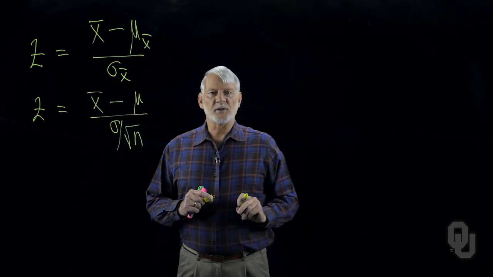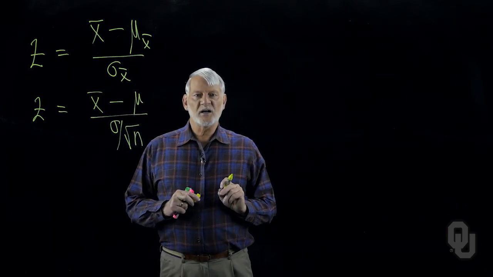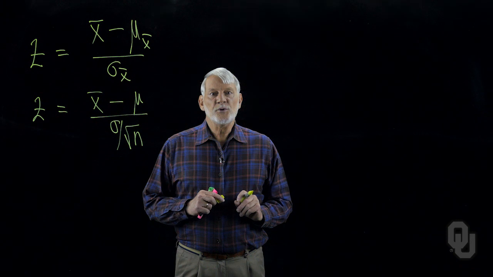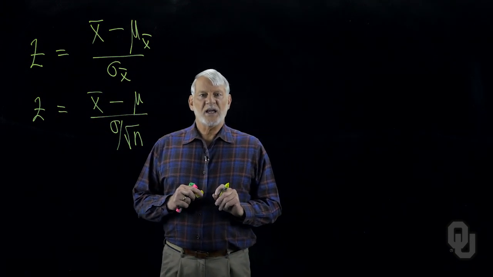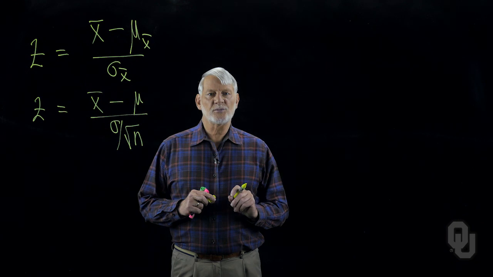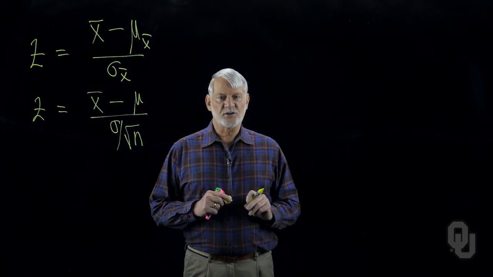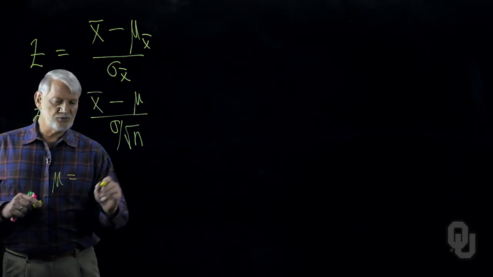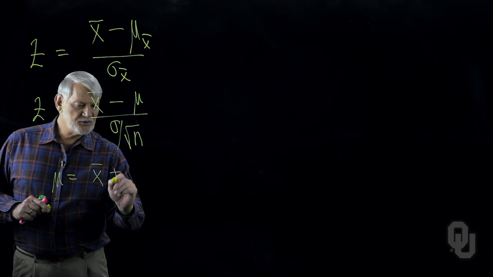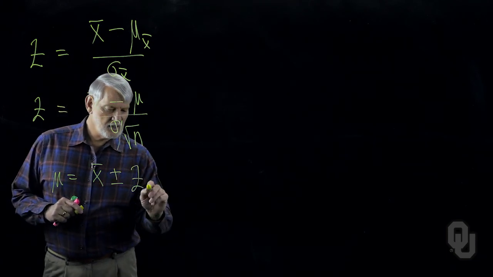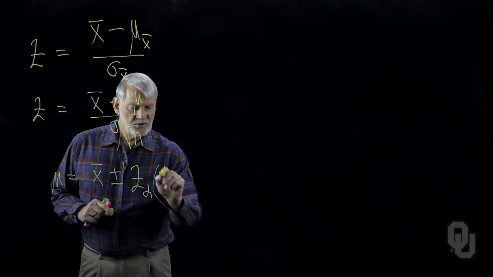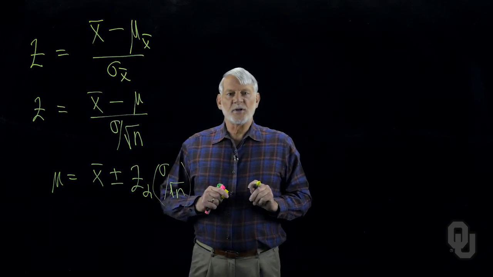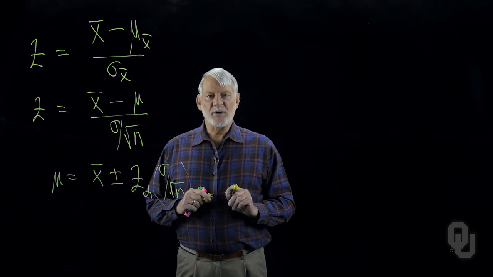Okay? This is the formula we know, sigma sub x bar, sort of, and n, the sample size. We do not know mu or z. We can solve for either one of these in terms of the other. Solving for mu in terms of z will give us this. We have mu is equal to x bar plus or minus z, and I'm going to put an alpha in here, times sigma over the square root of n. Okay? This is the formula for a confidence interval for the mean of a population.